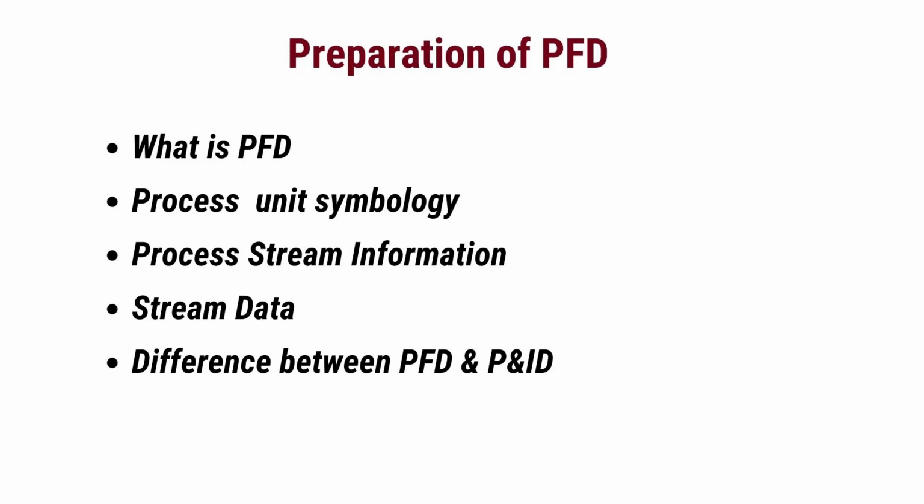Third one is the process stream information. Different streams are in the process. So what are the process streams, and how are they going to be denoted in the process flow diagram? The fourth is the stream data. How will you show the stream data in the process flow diagram? The final one is the difference between the P&ID and PFD. You know what is P&ID? Piping and instrumentation diagram. This PFD is the process flow diagram. What is the difference between both? So we can go to the presentation now.